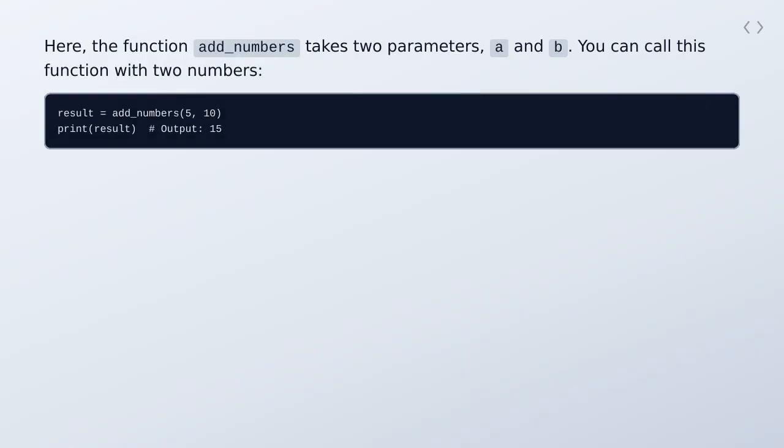Here, the function takes two parameters, a and b. You can call this function with two numbers. The samples on screen walk through this step. Take a moment to read through them.